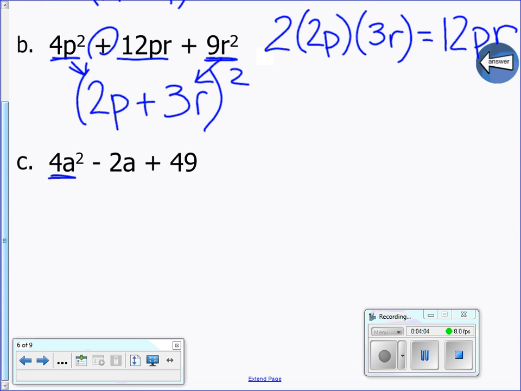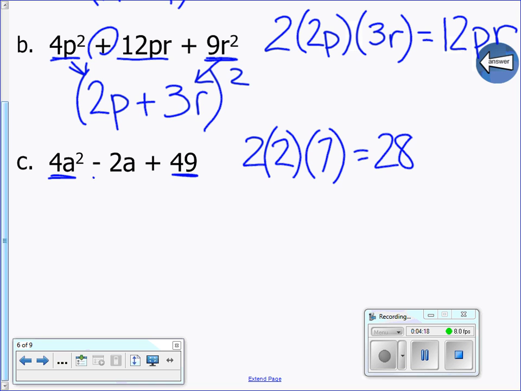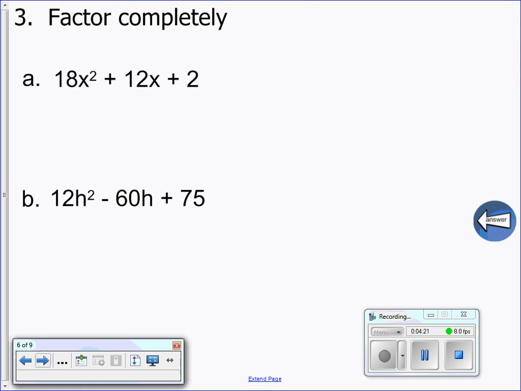Let's try this one. Perfect square? Yes. Perfect square? Yes. 2 times the square root of 4a squared would be 2a, times the square root of 49, which would be 7, so that's 28. Nope. Not a perfect square trinomial.